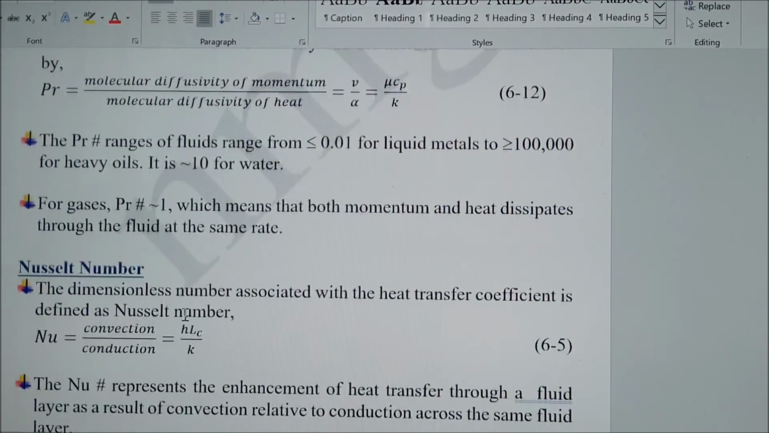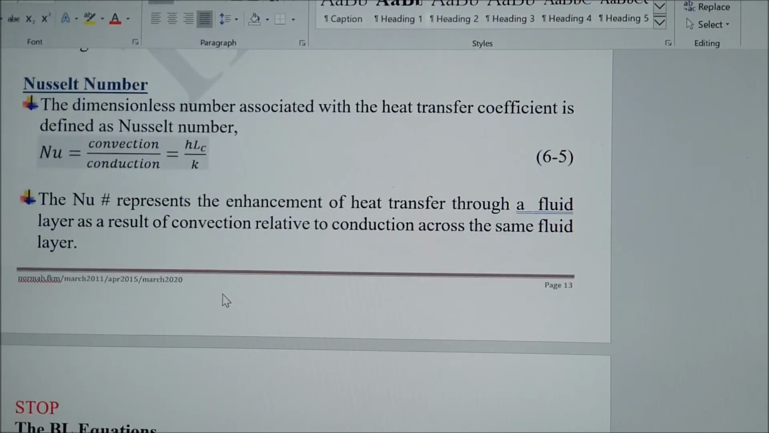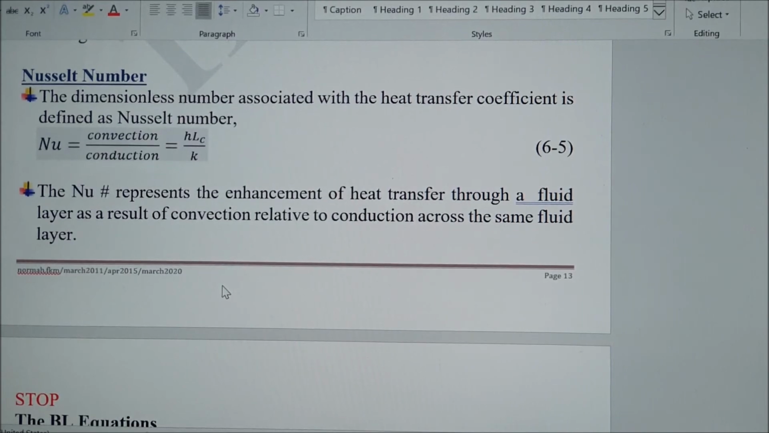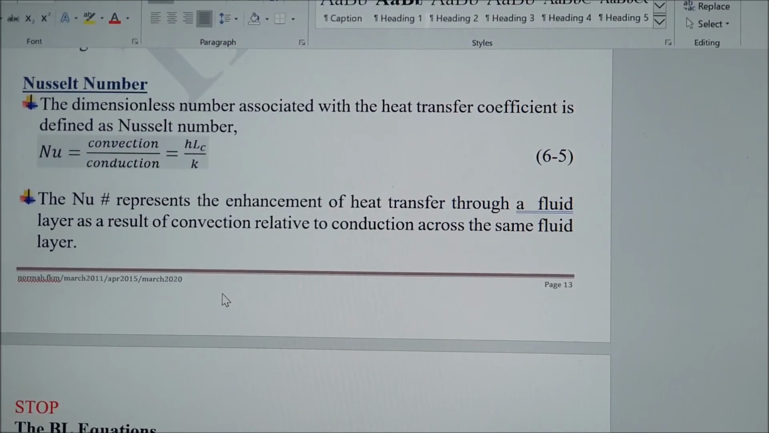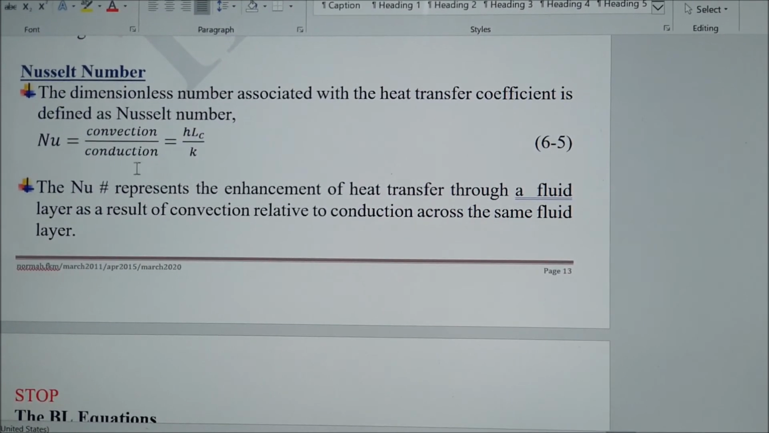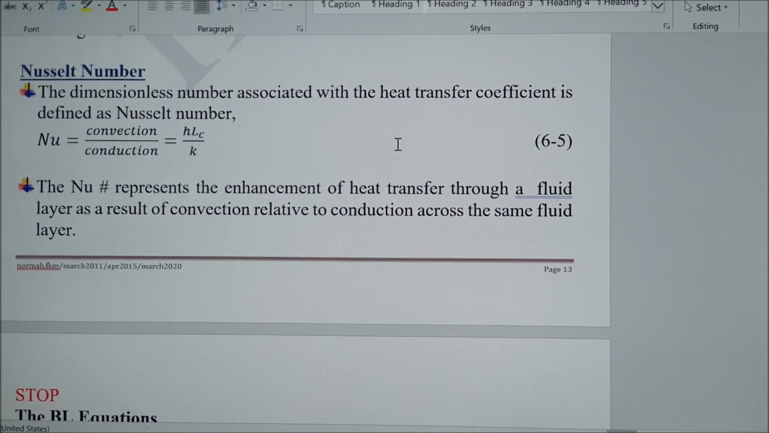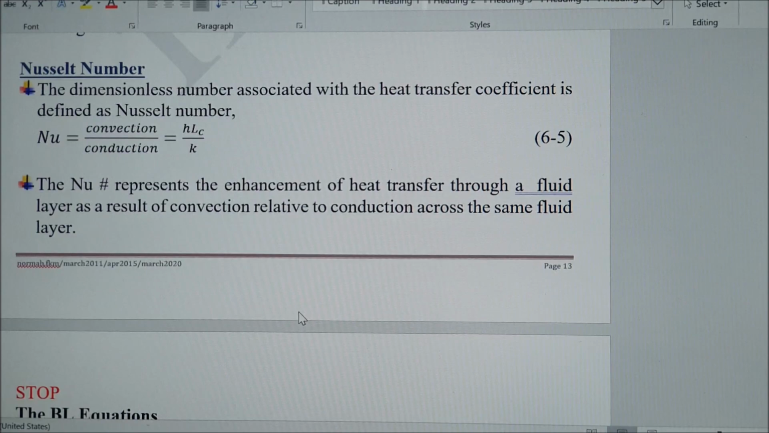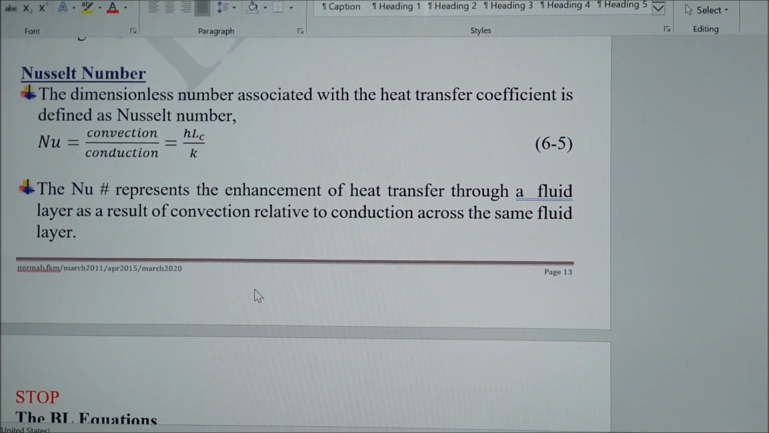The other important dimensionless number is the Nusselt number. Remember this very, very well in heat transfer: Prandtl number and Nusselt number. The dimensionless number associated with the heat transfer coefficient is defined as the Nusselt number here, convection over conduction. That means for a significant convective heat transfer, you have a Nusselt number larger than 1, of course. It represents the enhancement of heat transfer through a fluid layer as a result of convection relative to conduction across the same fluid layer.